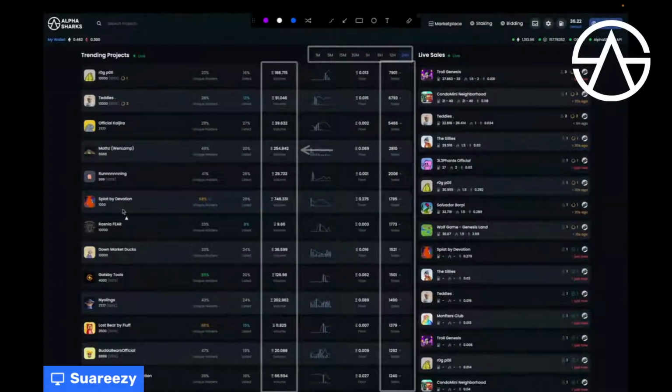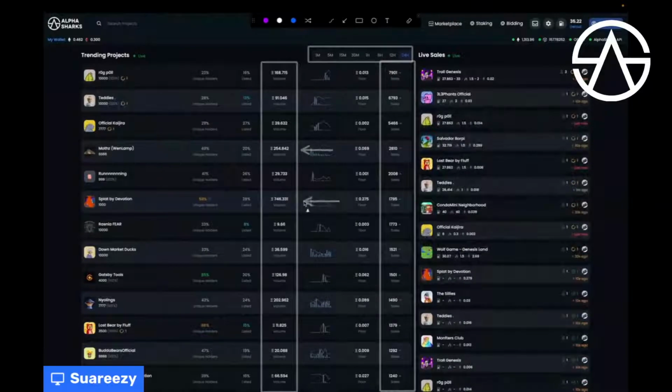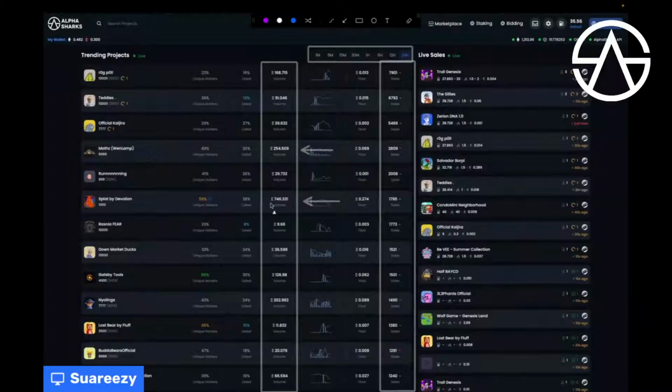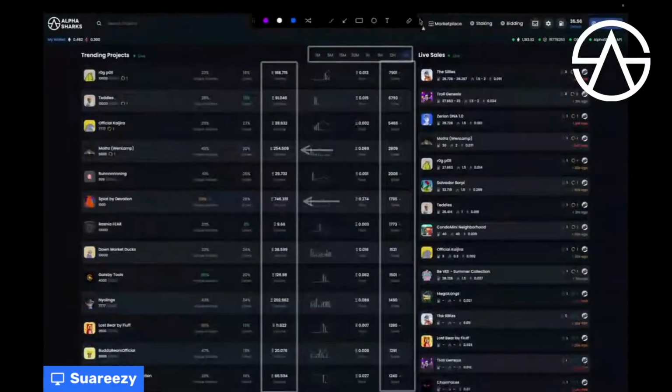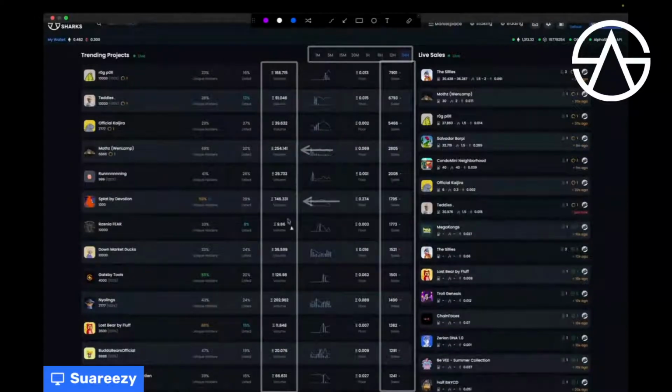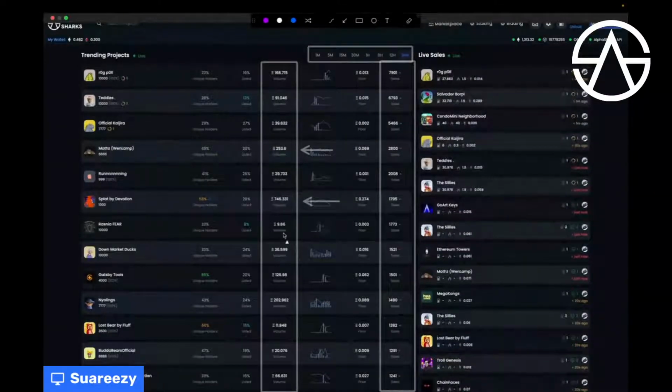Then we can see down here Splat. Splat's definitely something to keep an eye on, because we have 746 ETH volume traded. This is not something to just bypass. This is serious volume coming in. We're almost pushing 4-digit ETH volume coming in on the 24-hour time frame. So usually triple-digit ETH is a good indicator on the 24-hour, and we're starting to see that with a few projects. So that's starting to tell us that we're getting some more liquidity coming into the space.